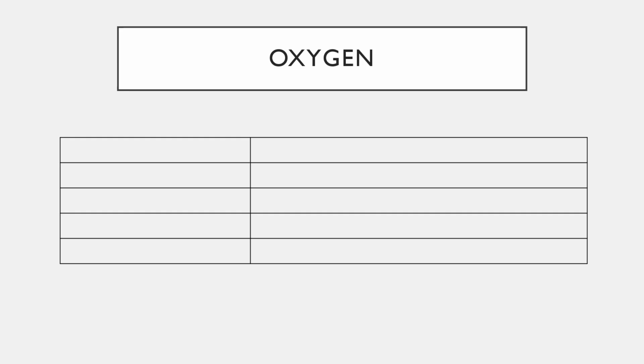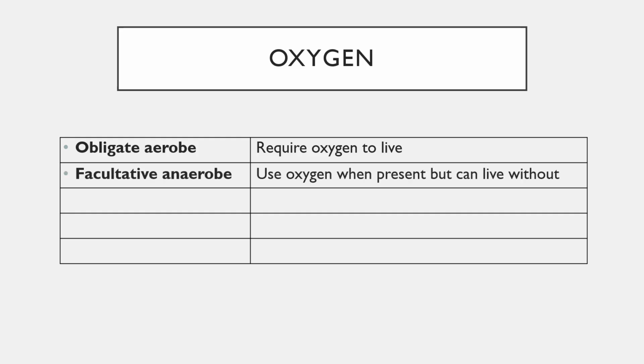with regard to oxygen. The first category is called obligate aerobes, sometimes just referred to as aerobes. What obligate aerobe means is that they are obligated to have oxygen in order to survive. These types of microbes are similar to humans in that they require oxygen to live. Facultative anaerobes are organisms that will use oxygen when present, but they can survive without it. Obligate anaerobes, the opposite of obligate aerobes, are actually harmed by oxygen. They require the absence of oxygen in order to live.